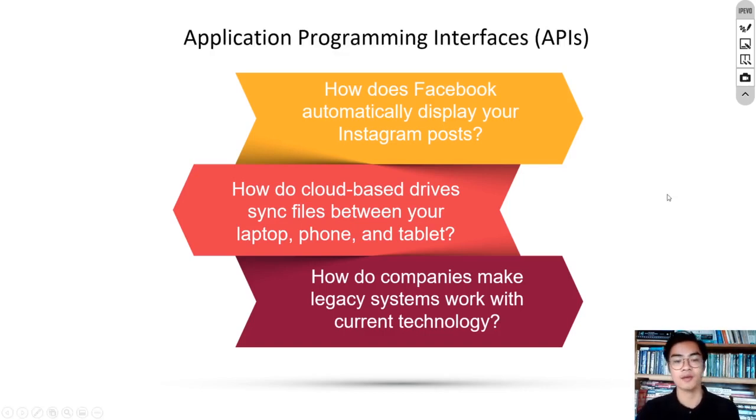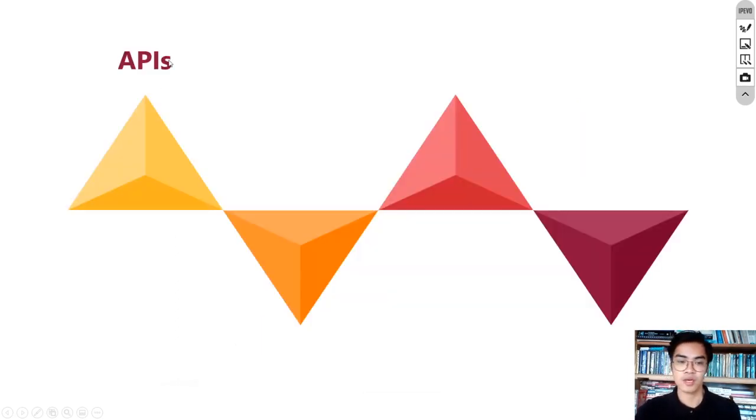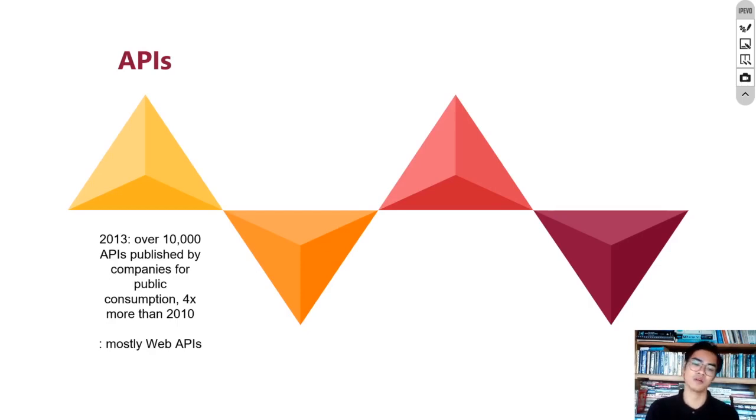So an API is application programming interfaces. Okay, so that's API. In 2013, over 10,000 APIs were published by companies for public consumption, 4 times more than 2010. These are mostly web-based APIs. All right, so during this time, when we say API, mostly they pertain to web APIs, but it's not always the case. Okay, so we're going to discuss other types of APIs.